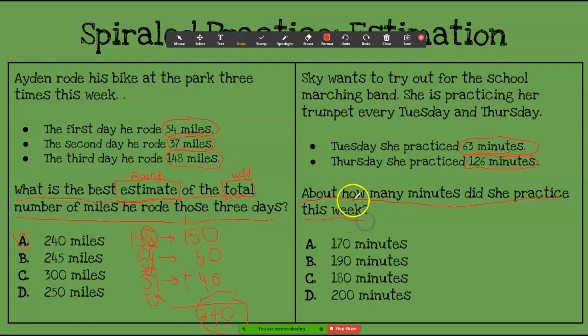Okay, so we don't have the word estimate, but when you see the words about how many, that also means round. That's another word for estimate. Okay, so I have 126 and I have 63. And it wants to know how many she practiced this whole week, so I know that I'm adding. Okay, so we always round and then add. Now, this is in the tens, this is in the hundreds, so what are we going to round both numbers to? The tens. Okay, remember, if this is in the tens, this is also rounded to the tens.